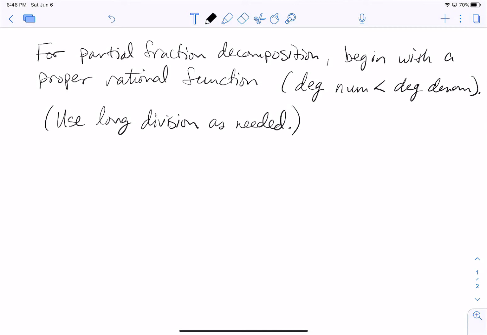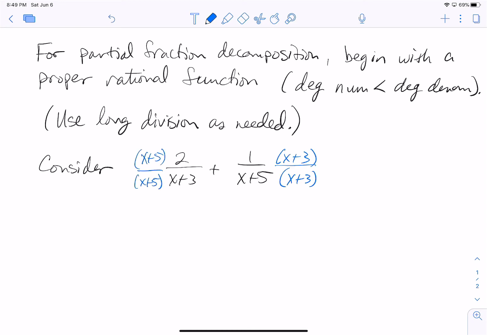Once we do, the idea of partial fraction decomposition really is based on adding fractions. Let's consider, for instance, 2 over x plus 3 plus 1 over x plus 5. In order to add these two fractions together, we would get common denominators. So we'd multiply the first fraction by x plus 5 over x plus 5, and the second one by x plus 3 over x plus 3. Distributing and collecting like terms in the numerator will give us 3x plus 13, and then the denominator turns into x squared plus 8x plus 15 when we multiply.